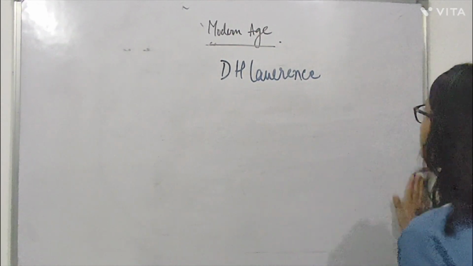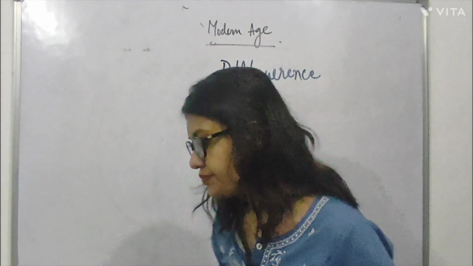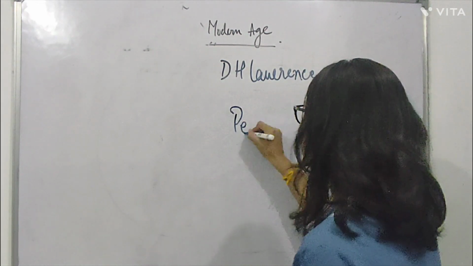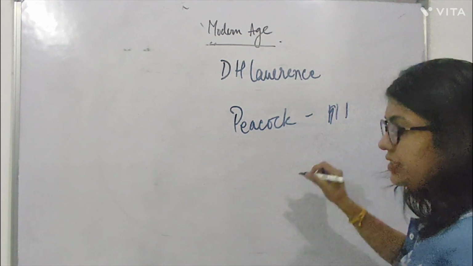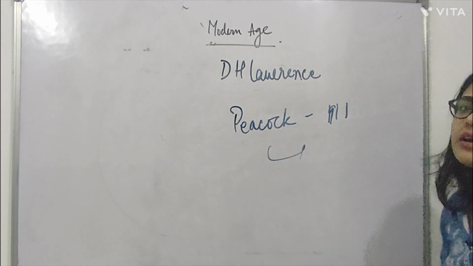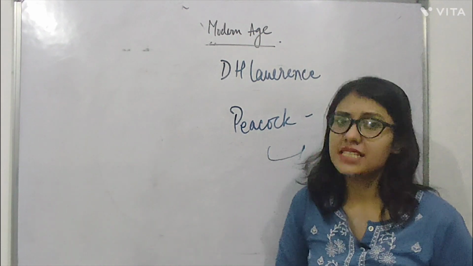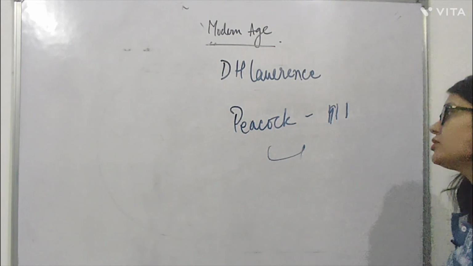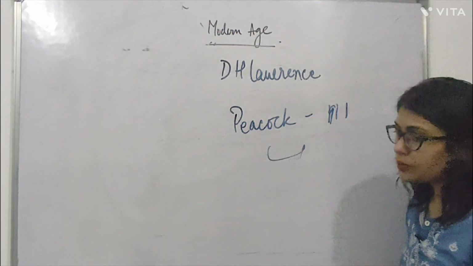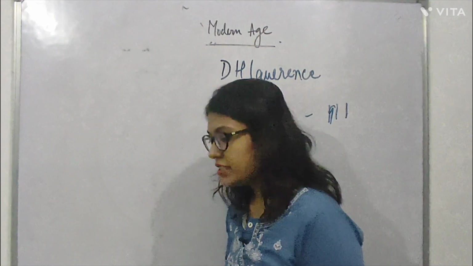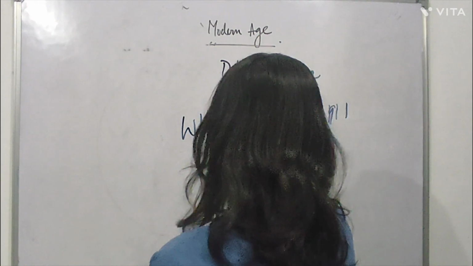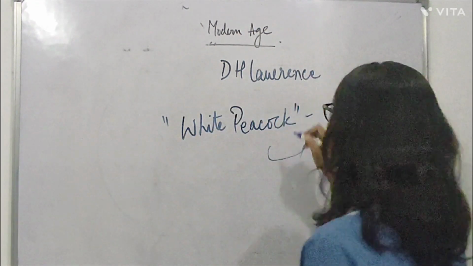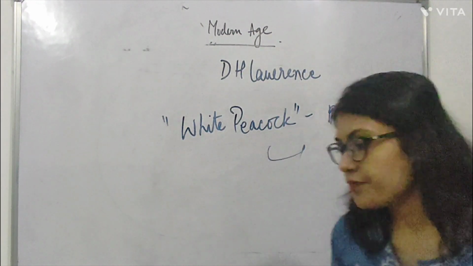Now let's talk about the books of D.H. Lawrence. The first that we are going to talk about is White Peacock. This came out in 1911 and this was inspired by a painting about industrialization. Okay, there was a painting about industrialization, because of which D.H. Lawrence got inspired and he wrote the book called White Peacock.